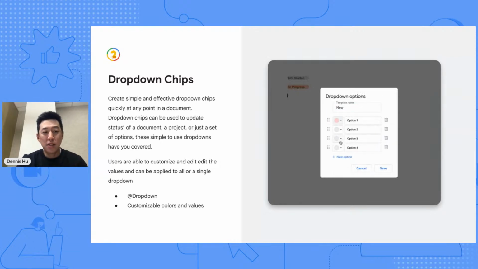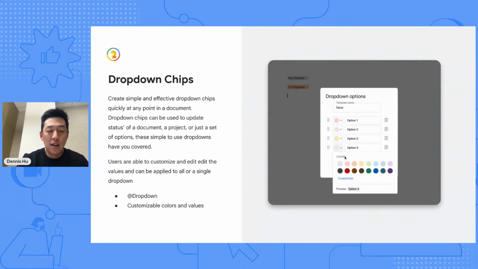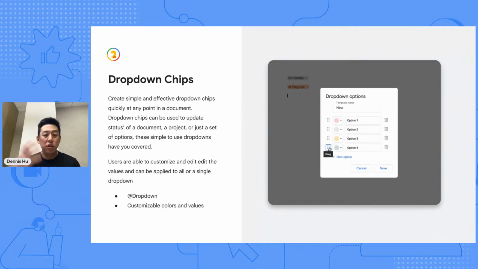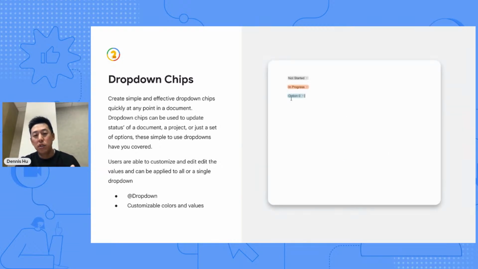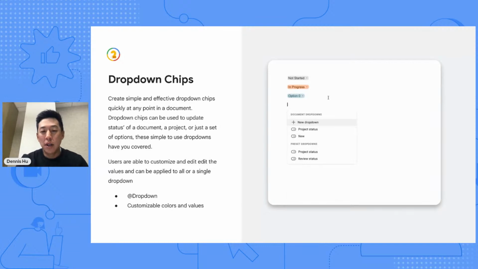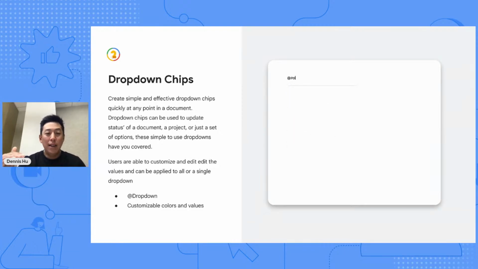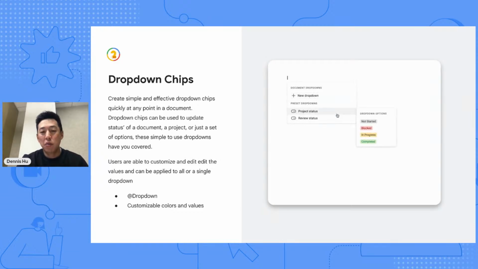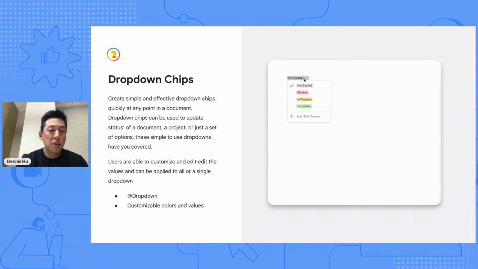Drop-down chips typically are used to do things like update statuses of a document. Maybe it's a project, or maybe you just have a set of options that you want to allow users to choose from. What we do now is allow you to build and customize these drop-down chips however you want. Some of the default chips, things like project status, will default to a certain set. But you can always add, you can always edit, you can change the color of these, and you can make this whatever you need it to be to accomplish the thing that you need to get done.